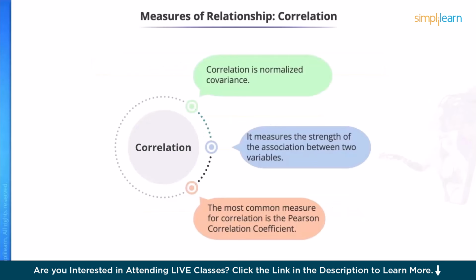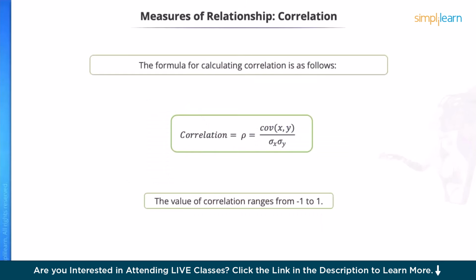Correlation. Correlation is normalized covariance. It measures the strength of association between two variables. The most common measure for correlation is the Pearson correlation coefficient. Correlation between two variables, x and y, can be measured with respect to covariance as the covariance between x and y divided by the standard deviation of x and the standard deviation of y. The value of correlation ranges from -1 to +1.